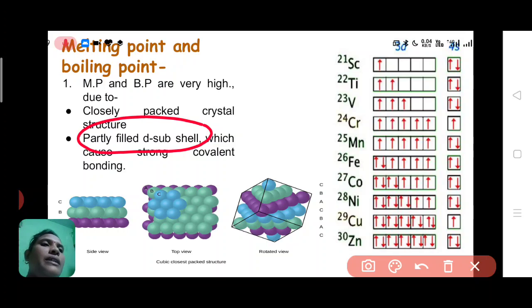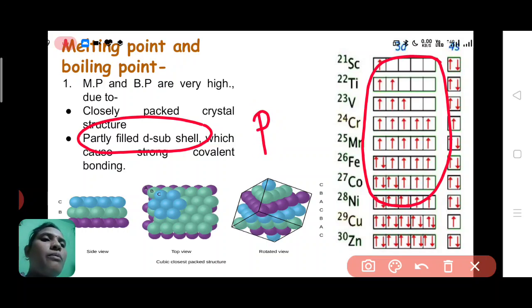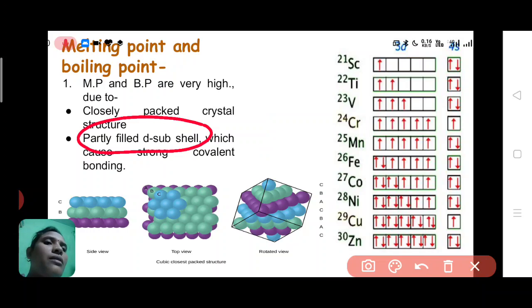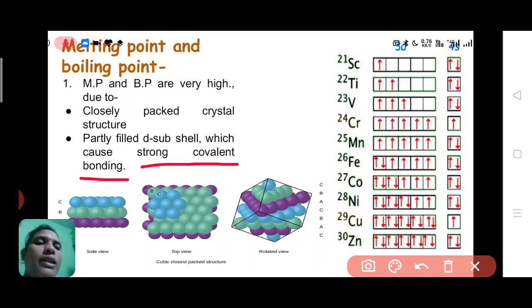So this is a partly filled d subshell. Some d orbitals are empty and some d orbitals are filled. So this is called a partly filled d orbital. Due to this partly filled d orbital, they can form strong covalent bonding.